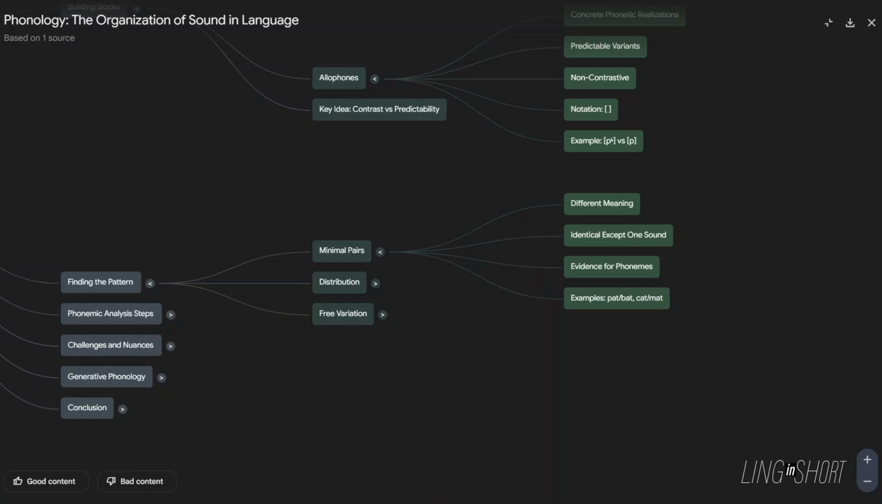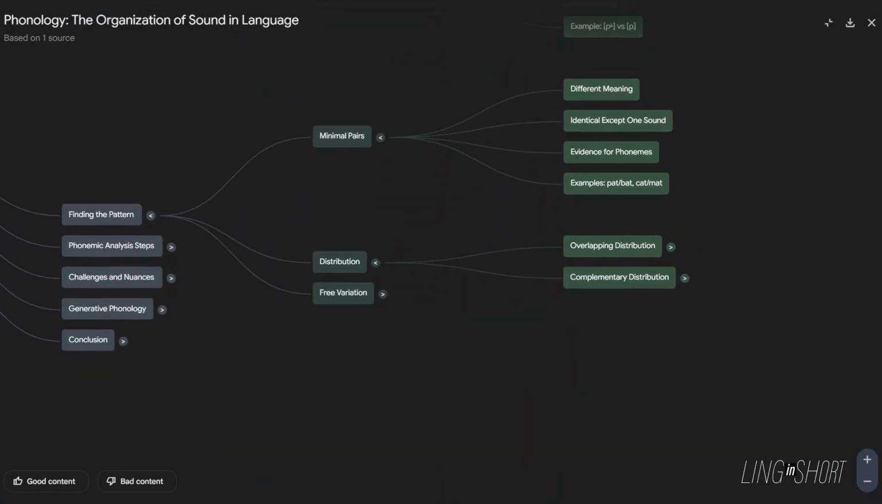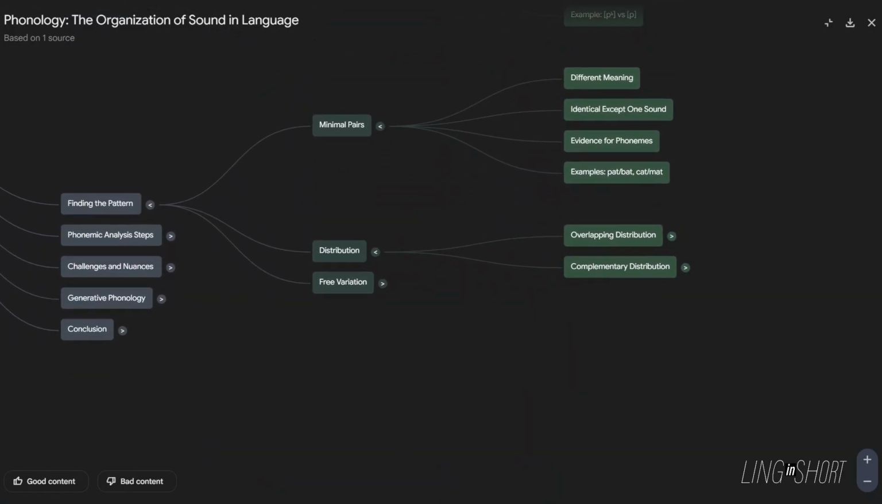Okay, so finding a minimal pair makes it pretty clear we're dealing with different phones, different building blocks. But what if we don't find a minimal pair for two sounds? What then? Good question. Then we need to dig deeper and look at how those sounds are distributed, basically, where they tend to show up in words. There are two main patterns we look for here: overlapping distribution and complementary distribution. Okay, let's break those down.